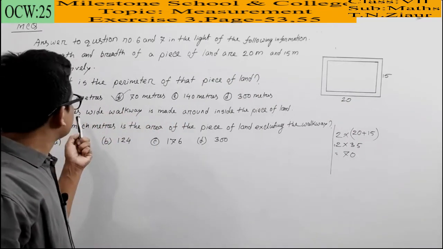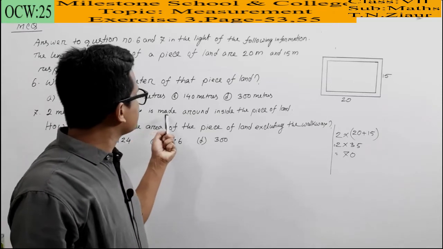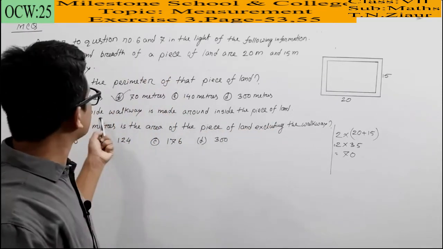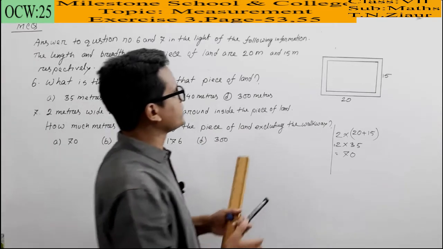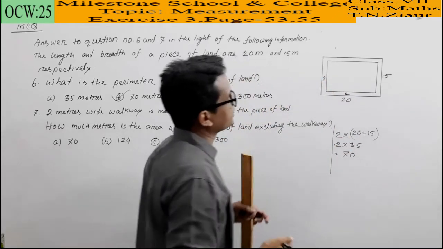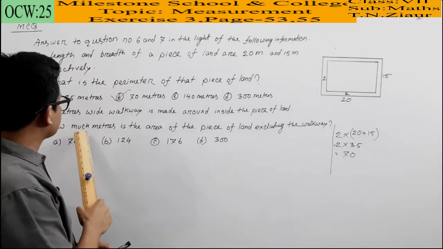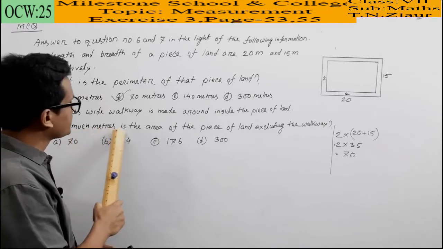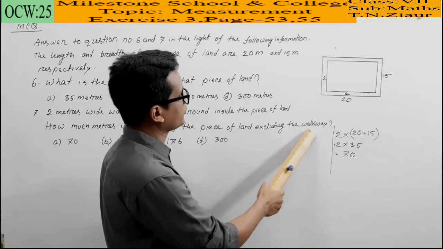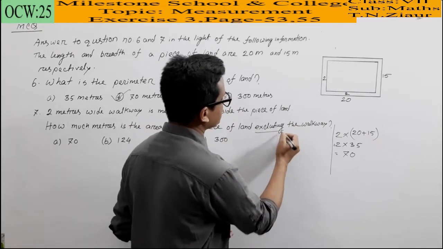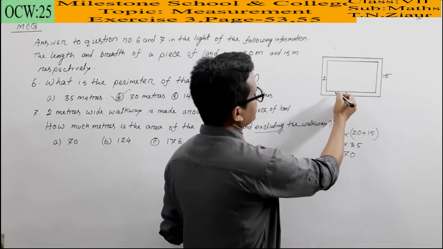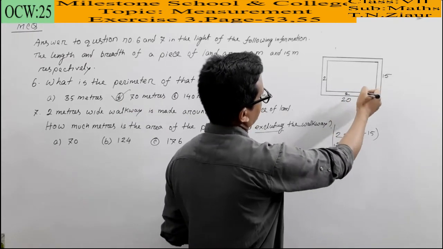Now number 7: a 2 meter wide walkway is made around inside the piece of land. This one is 2 meter, this one is 2 meter. But what is the question here? How much is the area of that piece of land excluding the walkway? Excluding means except, that means cancel, removing the part. We will remove this part, cancelling this part.